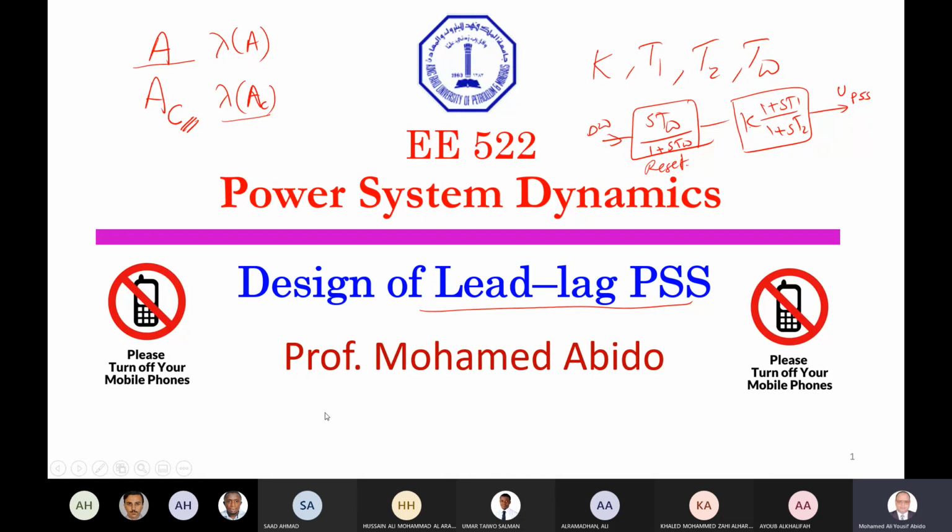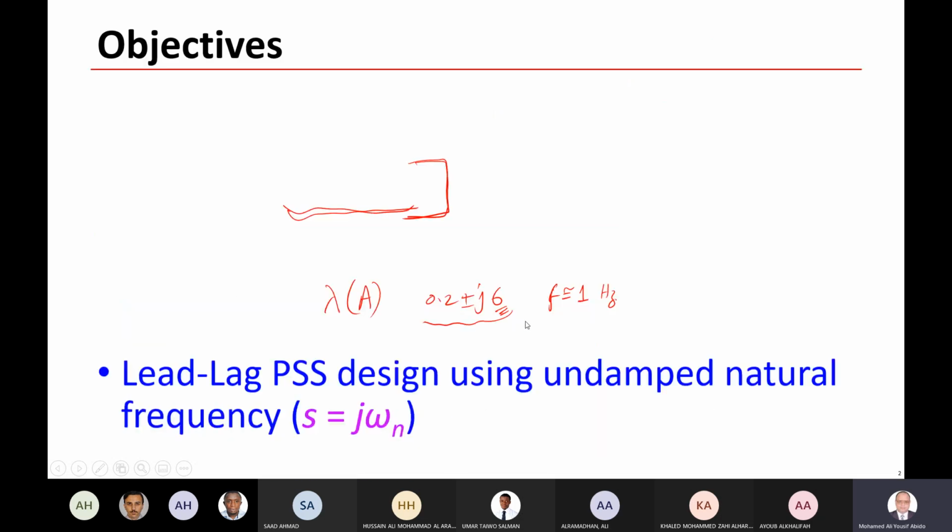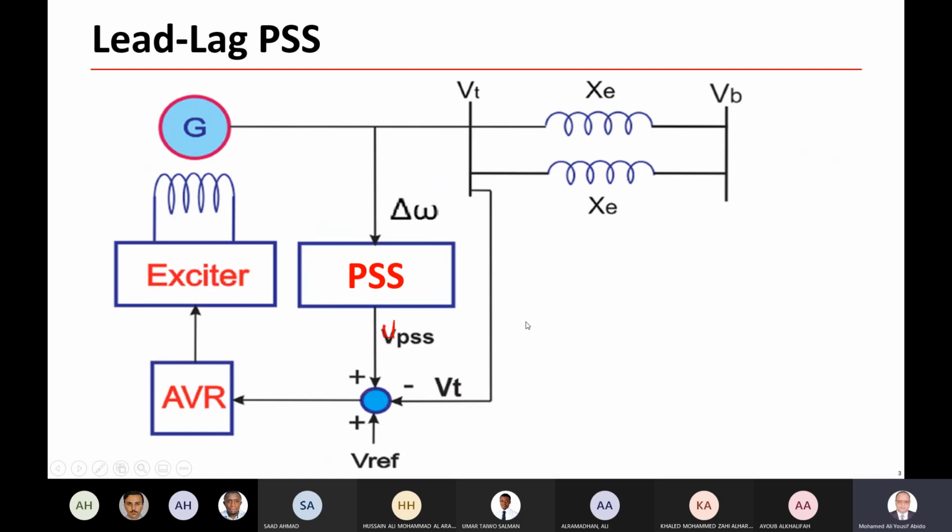Okay, so today inshallah we will continue discussing how to design this simple structure of lead lag power system stabilizer. And yes, this is the power system stabilizer. We will focus on delta omega as an input signal. It could be delta P, it could be delta F, any change in frequency, and so on.